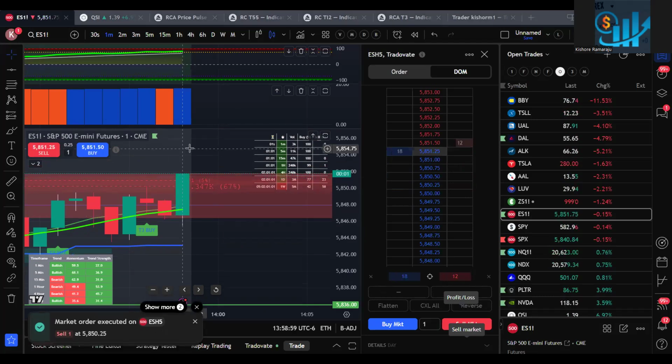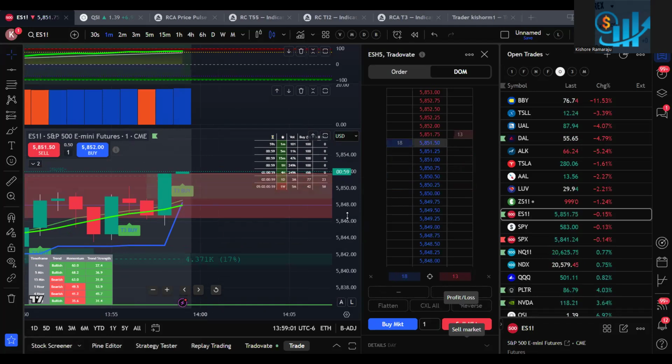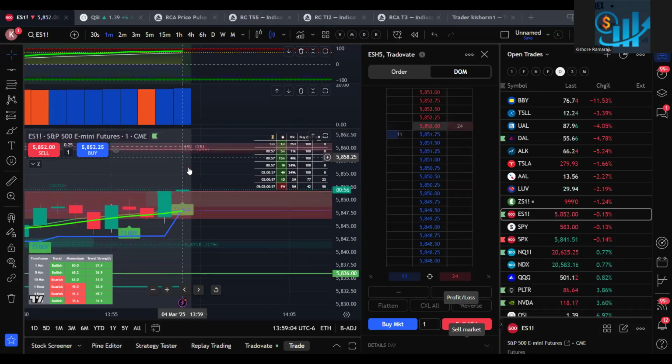I took profits on Expedia now. There is a very high possibility for it to go high.